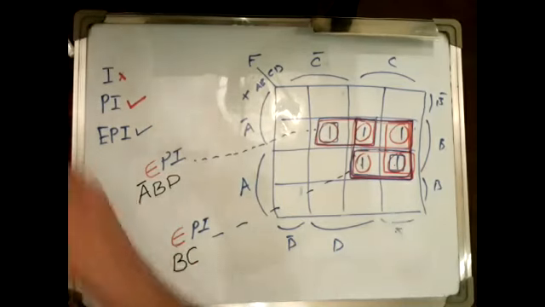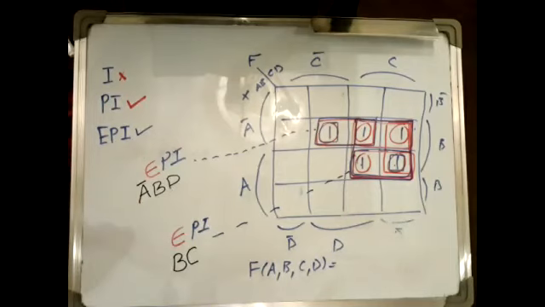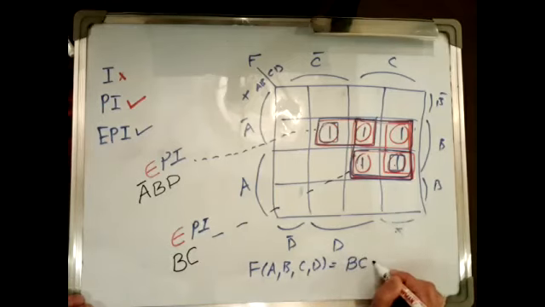Now if I want to write the logic expression for this function f of a, b, c, d, basically I need to write the logic expression for the rectangles, and specifically the prime implicants and the essential prime implicants that cover all the ones of this function. All of my prime implicants are essential. So I write this function as BC or A bar BD or A bar BD. This is the basic idea.